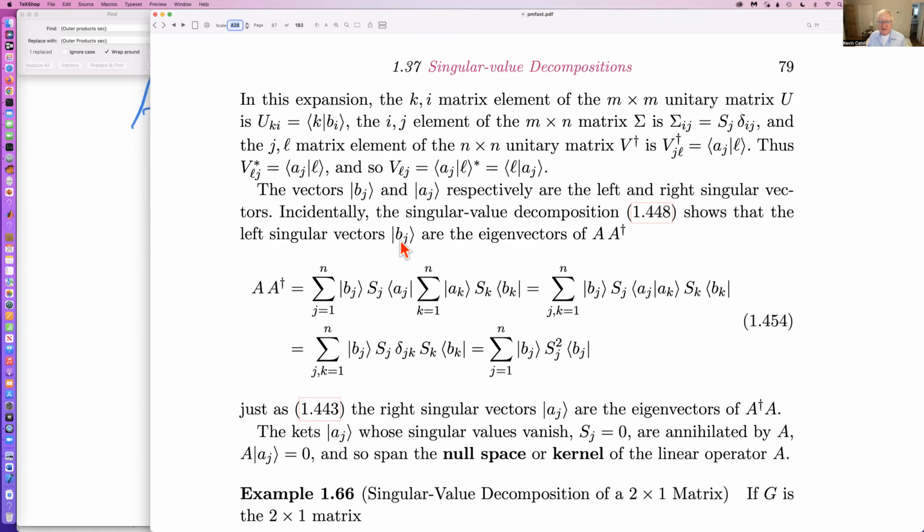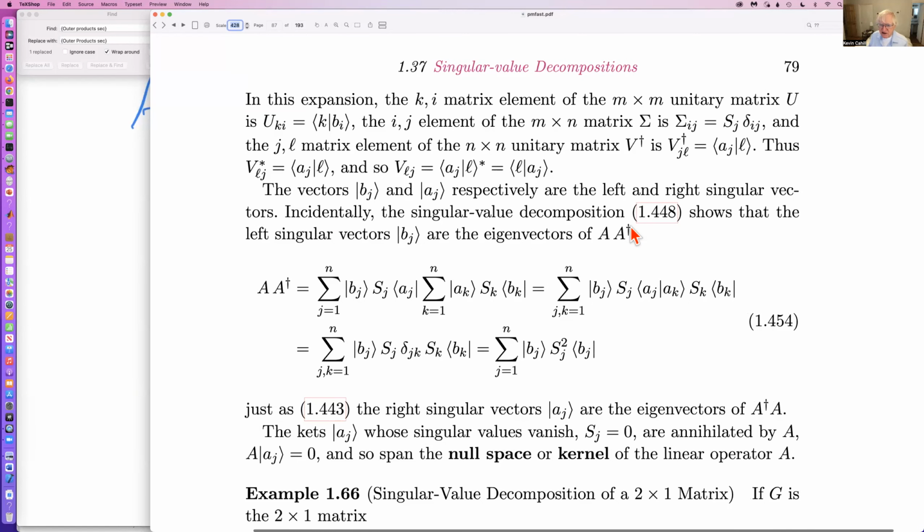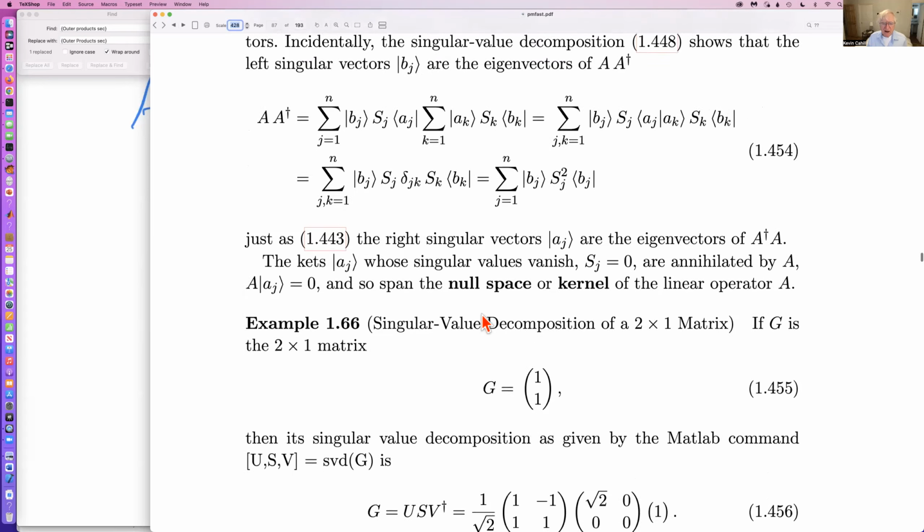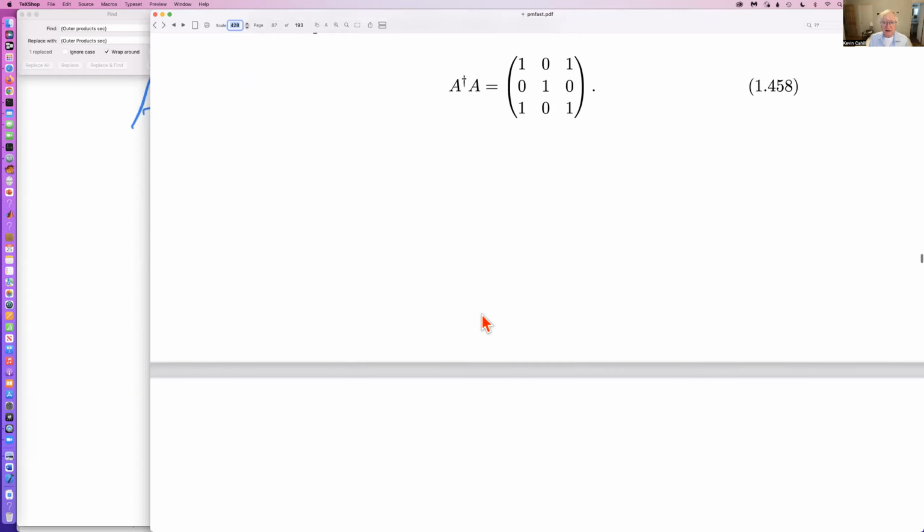The left singular vectors, the B_j's, are eigenvectors of AA dagger. So whereas the A_j's are eigenvectors of A dagger A, the B_j's are eigenvectors of AA dagger, which is also Hermitian.